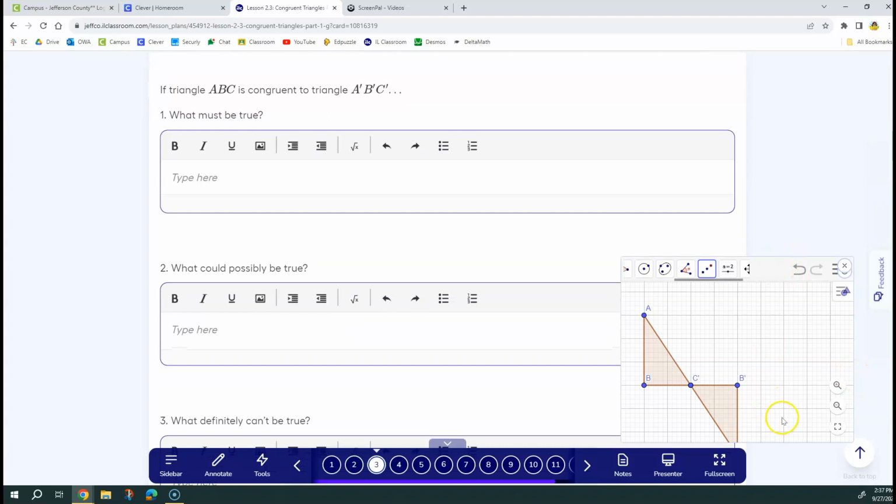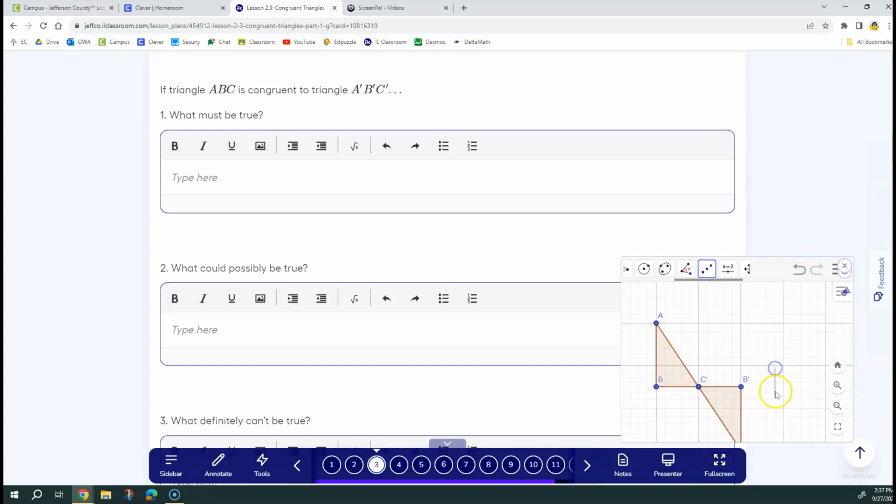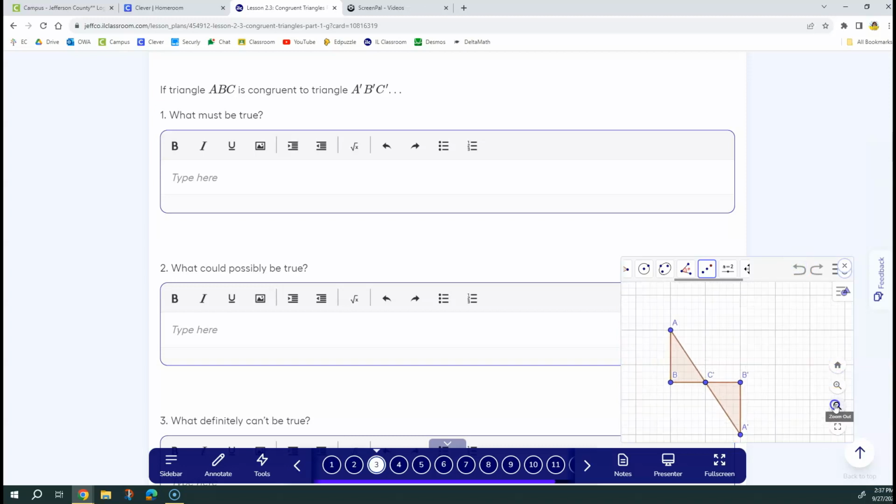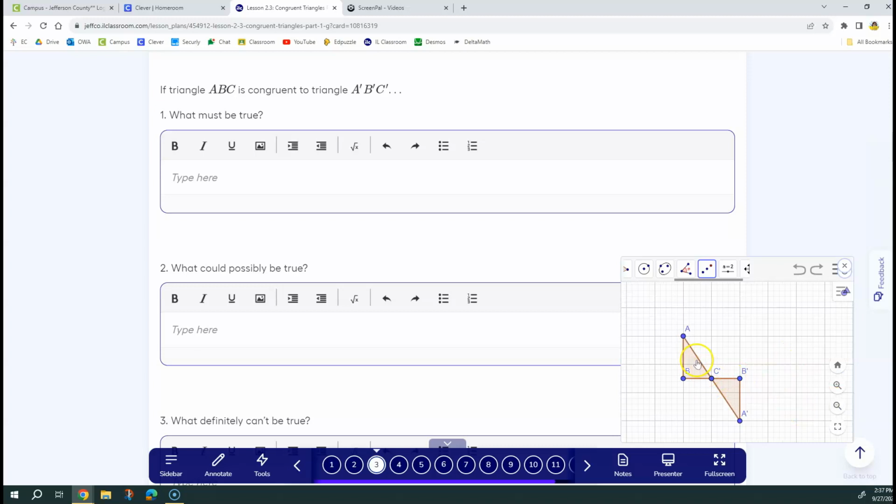Let me see if I can get, undo. Undo. There we go. Nope, wrong direction. There we go. Okay, so triangle ABC, I reflected it using point C as my point of reflection. So it just went from here diagonally. You can't see that. And now I have A prime, B prime, C prime.